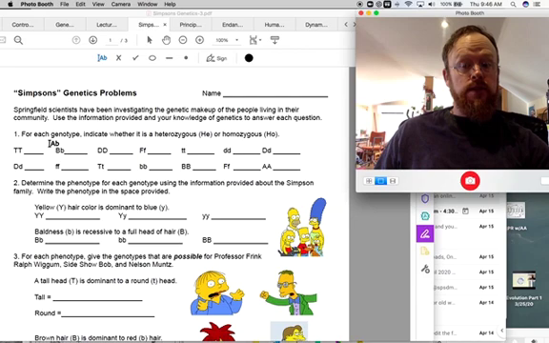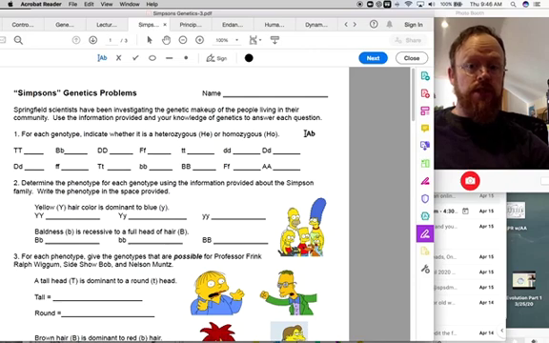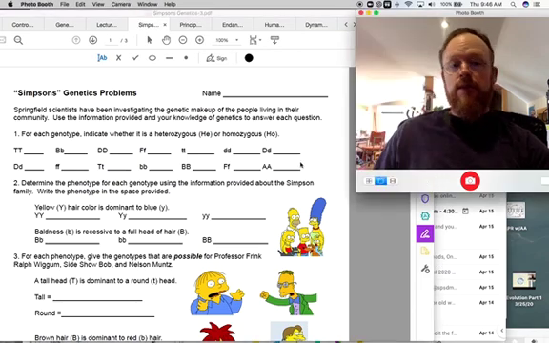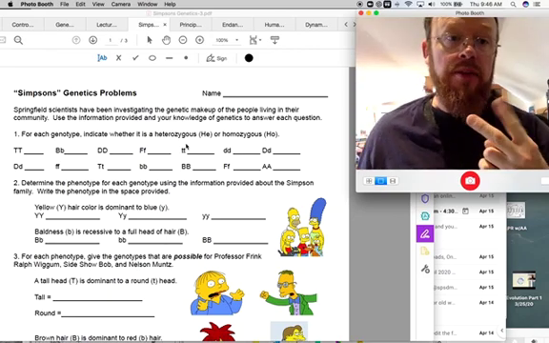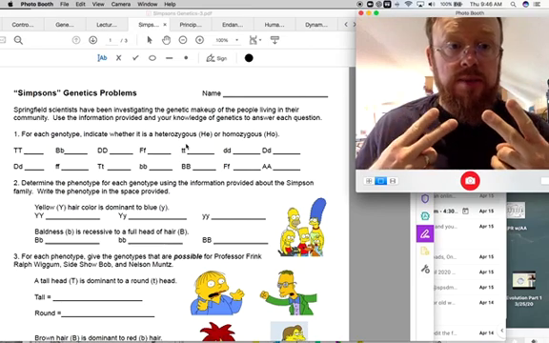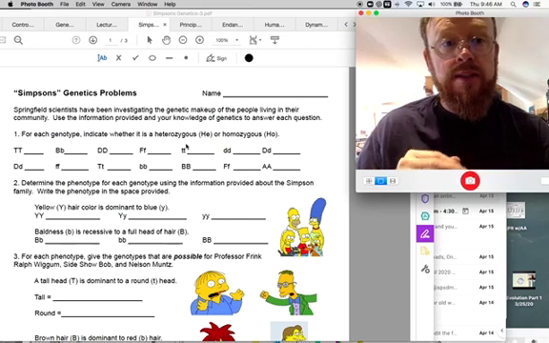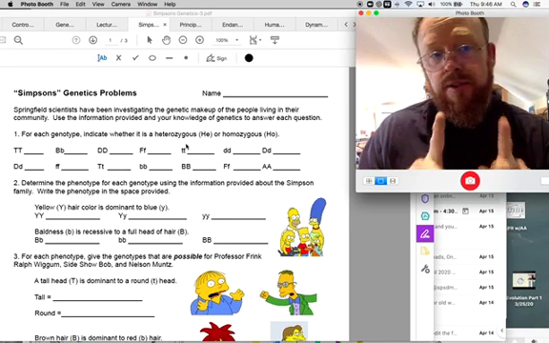Okay, so let's start with number one here, which says for each genotype, indicate whether it is a homozygous or heterozygous genotype. What does that mean? Well, a homozygous genotype means there's two of the same alleles, either two dominant alleles or two recessive alleles. Either one of those would be considered homozygous. And heterozygous means there's a dominant and a recessive allele together.